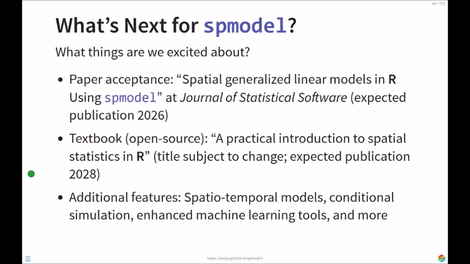What things are we excited about for the future? We just had a paper accepted at Journal of Statistical Software on spatial generalized linear models in R using spmodel. That should come out in 2026 sometime.